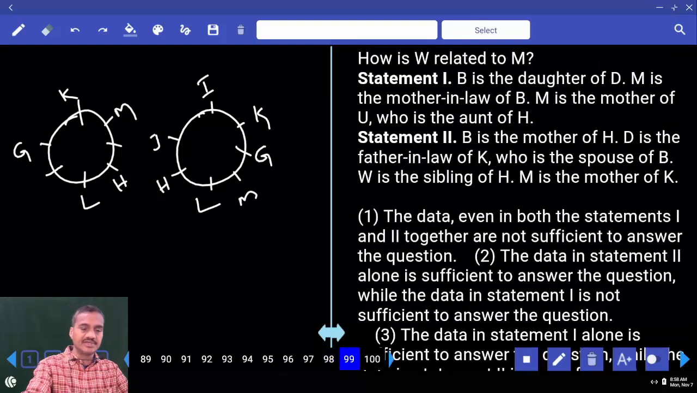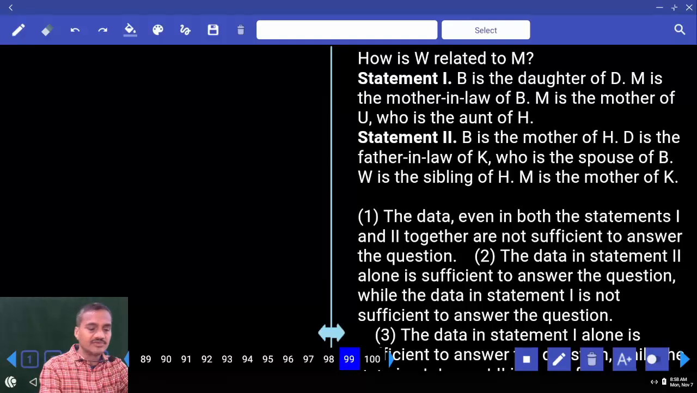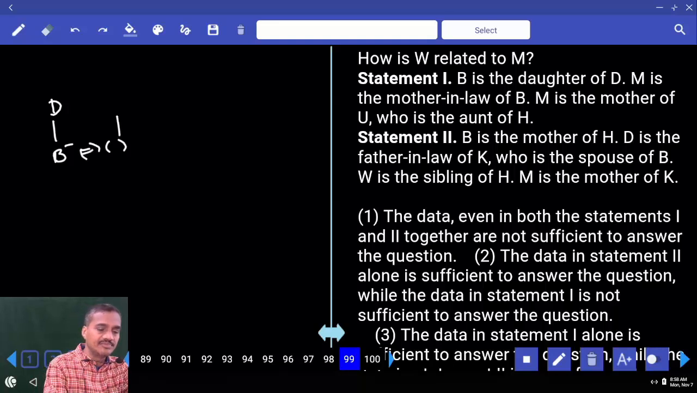Then next, question 99: how is W related to M? B is the daughter of D. Now who is this B? B is the daughter of D. M is the mother-in-law of B, and B is the spouse's mother.